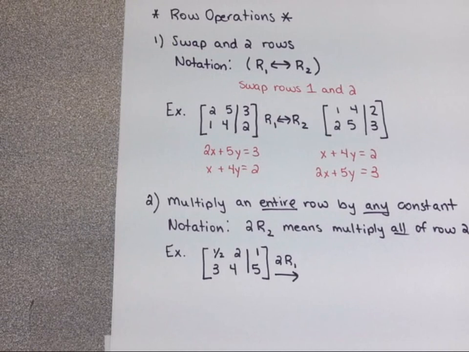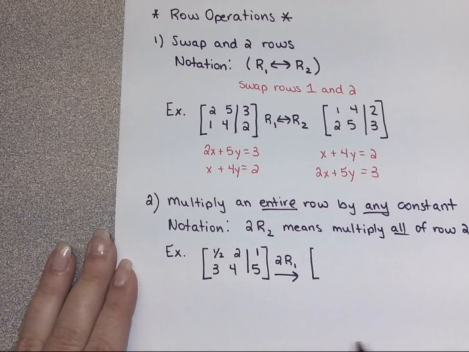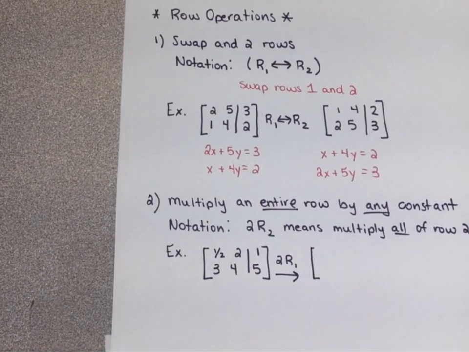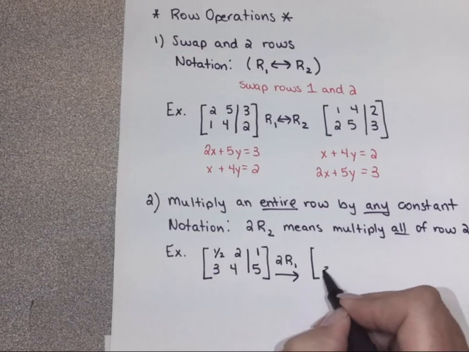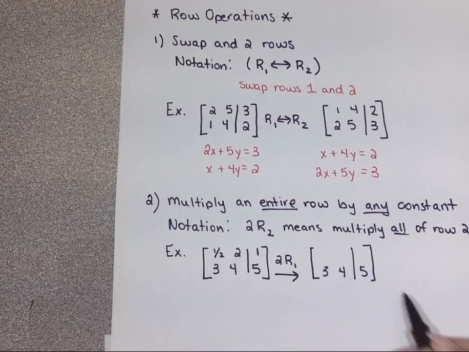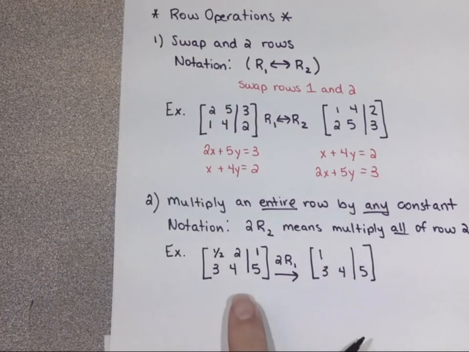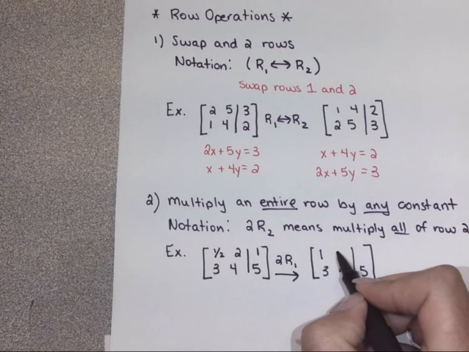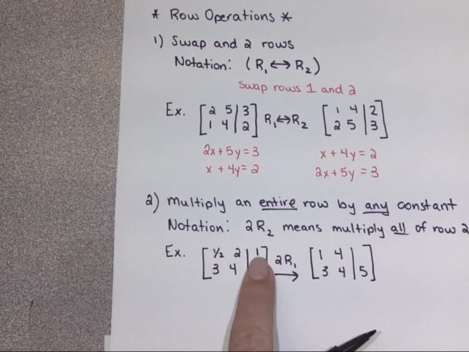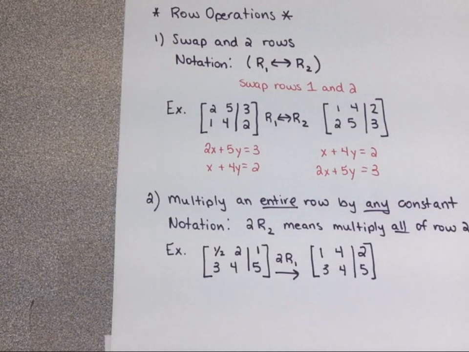Okay, so 2R1 means I want you to do what? Multiply row 1 by 2, right? But notice, since I didn't mention row 2, what do you think happens to it? Stays the same, yes. So I'm going to pull over what doesn't change, because notice I didn't mention row 2 in this one. But then row 1, if you multiply a half by 2, you get 1. Multiply 2 by 2, you get what? 4. Multiply 1 by 2, and you get 2.